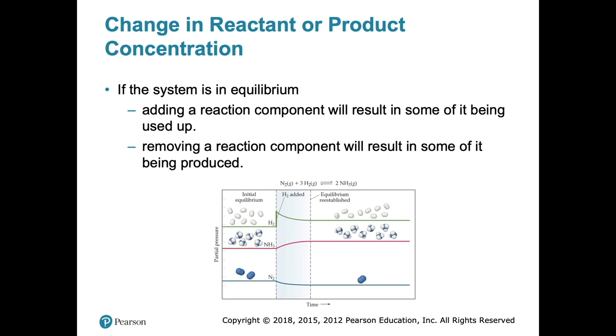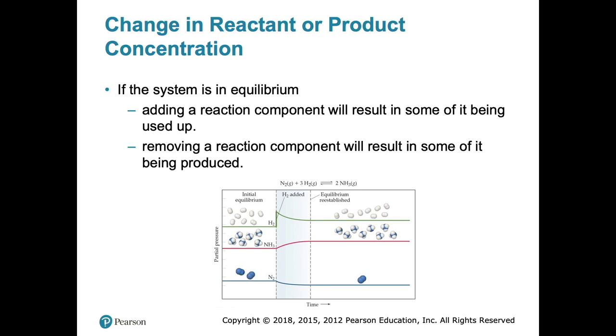So, gases, more gases. A change in reactant or product concentration. If a system is in equilibrium, adding a reaction component, which is a reactant, will result in some of it being used up. Removing a reaction component will result in some of it being produced, right? So what that means is that I already told you if you add in more reactants, you'll get more products. So how do you get more products? It's because some of those reactants you add in get used up to reestablish equilibrium.